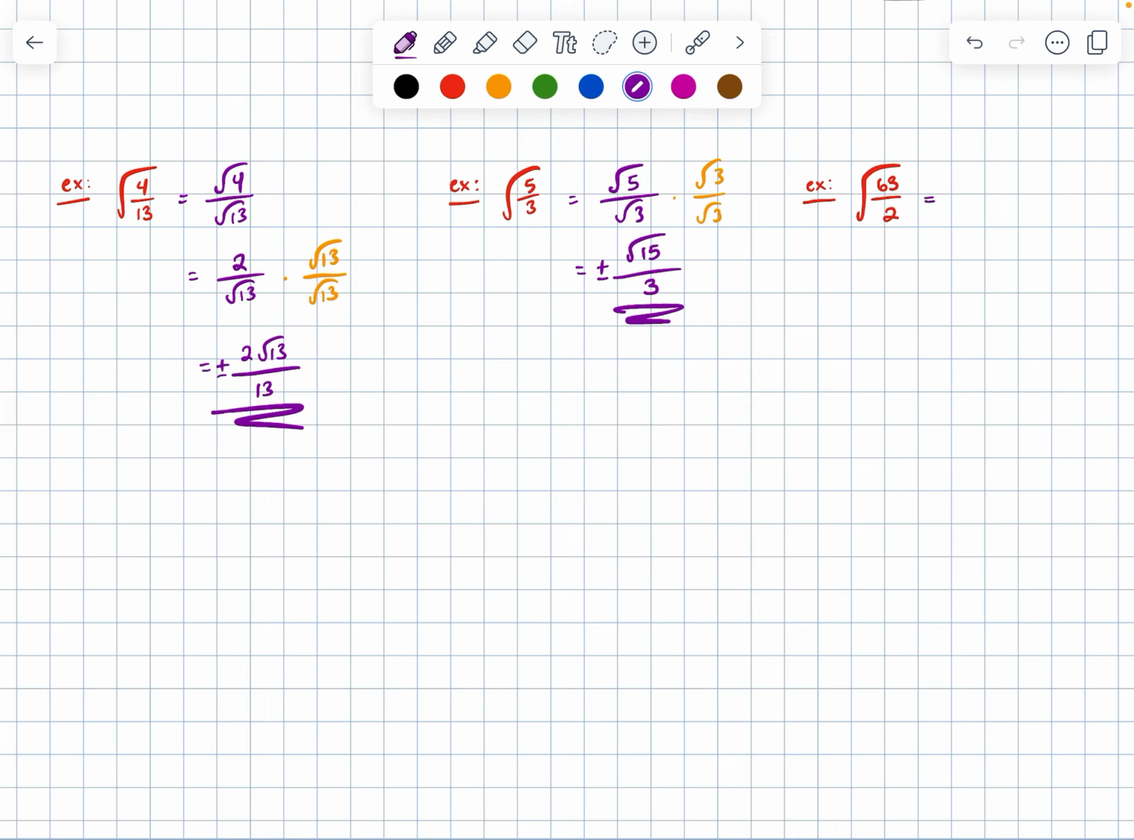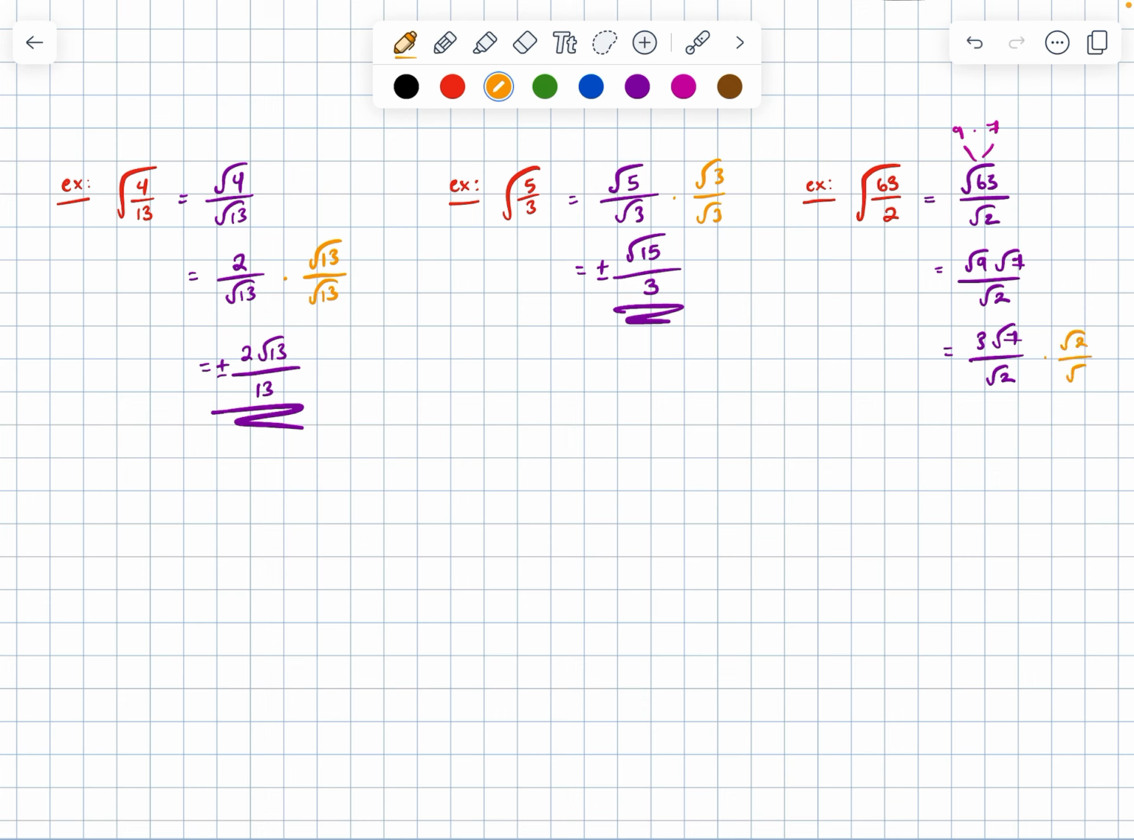And last but not least, the square root of 63 over 2. Once again, splitting this up, this is the square root of 63 over the square root of 2. For the square root of 63, I need to look for factors of 63 that are perfect squares. Well, that's 9 times 7. So I can rewrite the square root of 63 as the square root of 9 times the square root of 7, all over the square root of 2. The square root of 9 is, of course, 3. So this is 3 root 7 over root 2.